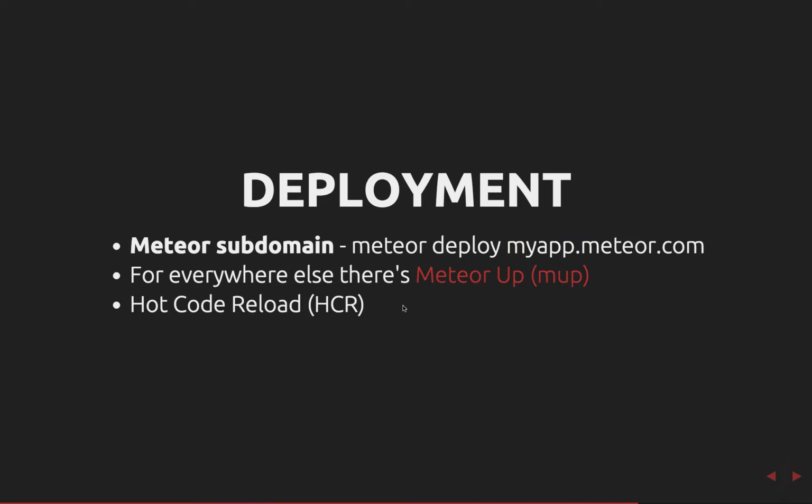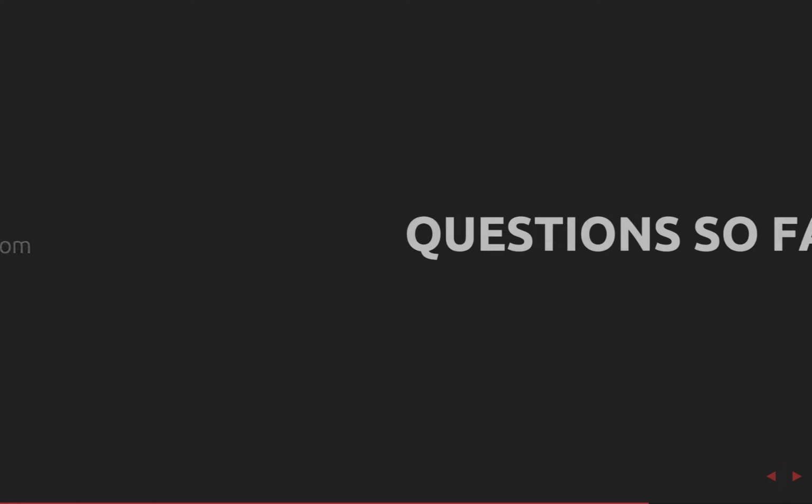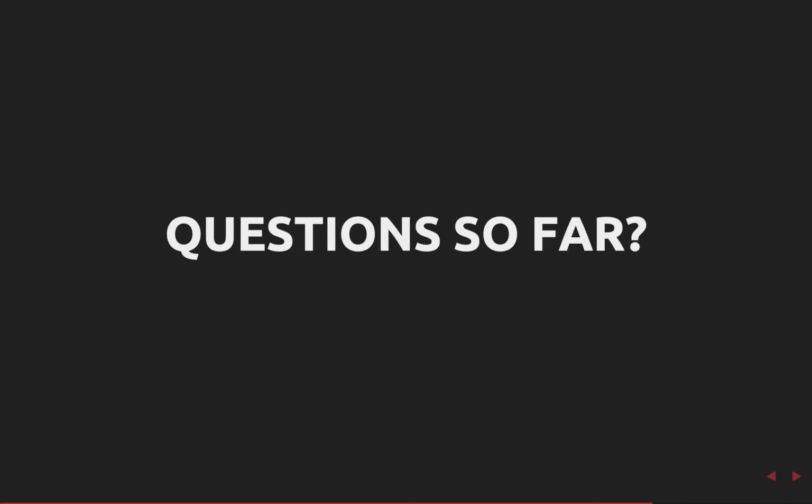And then hot code reload, I touched on earlier, and we got to see it change in real time. That'll happen on deployment too. So if I'm browsing my app, or somebody's browsing my app and doing things, and they have this current state that they're in, and I deploy a new version of my website, they'll get that update live, without having to refresh or anything, which is really cool. So any questions so far?